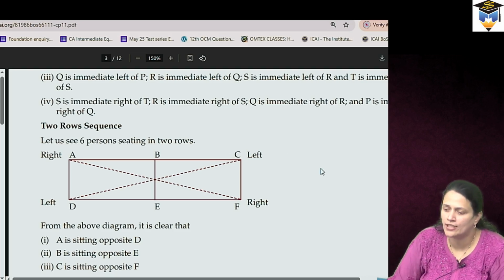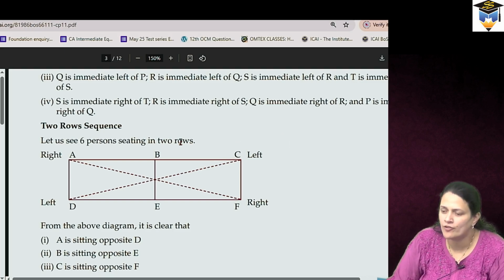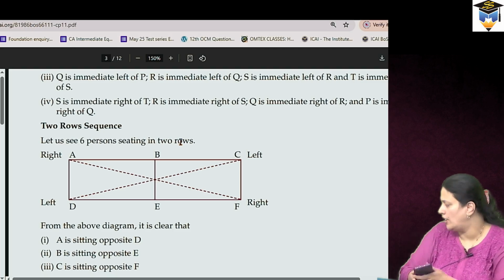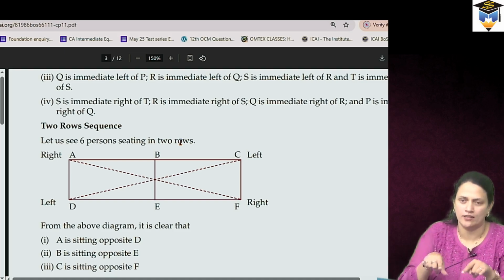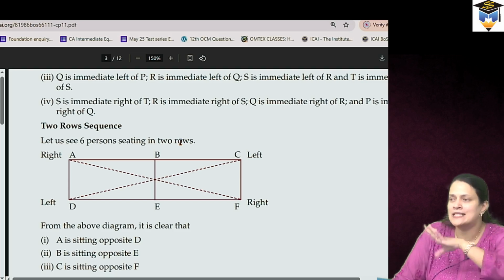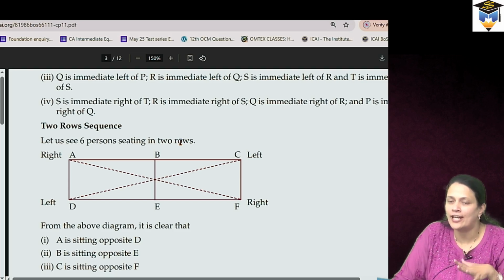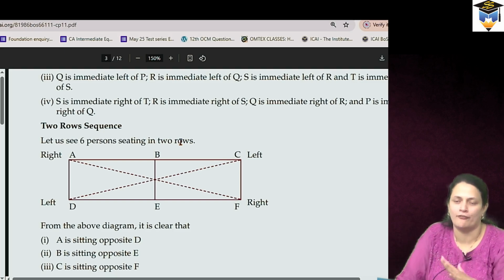Six persons who are sitting in a row. I can see a few. Shravani is online. Shravani, if you have any doubt, please ask. Okay. So now here there are total 6 people who are sitting in a rectangle or in a 2-row sequence. So which is the first row? A, B, C. Their left and right are like U, because A, B, C is facing D, E, F.